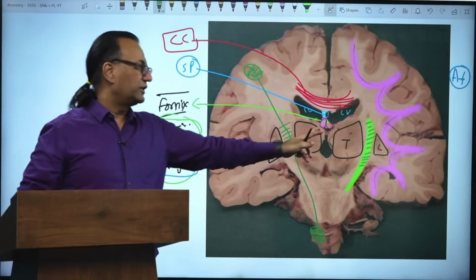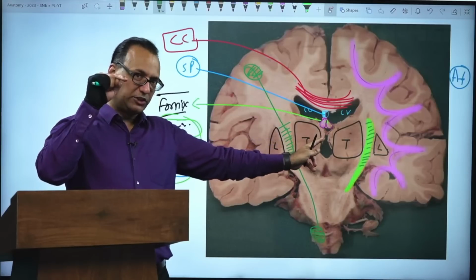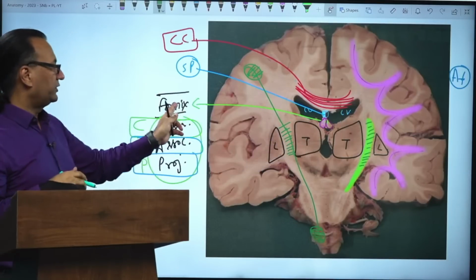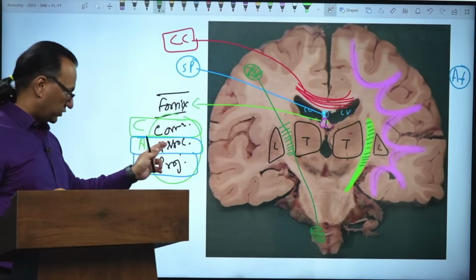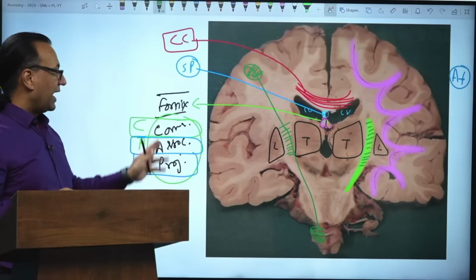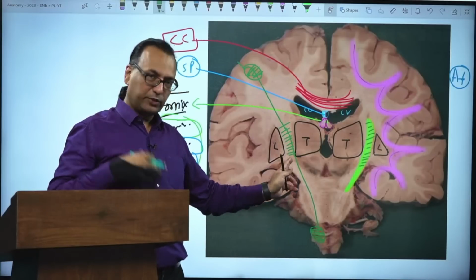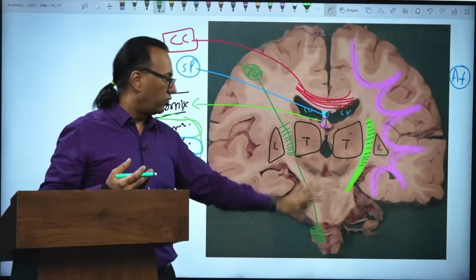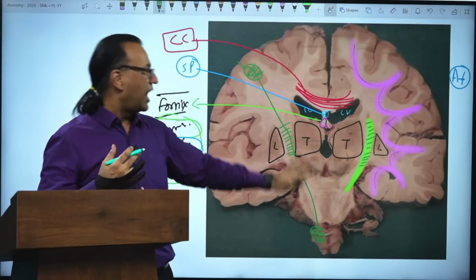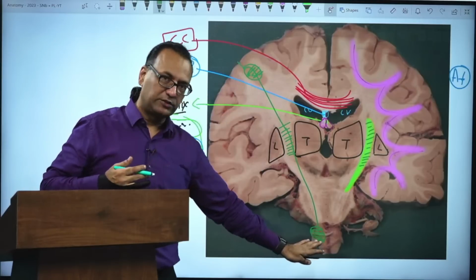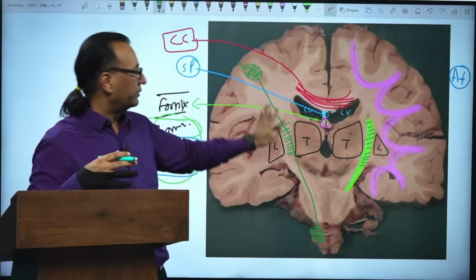So a question can come on the fornix: identify which kind of fibers. It is commissural, and it is also association and projection. And if you are talking about the internal capsule, then it is a projection fiber connecting upper brain centers with lower brain centers and lower with upper. It can be motor fibers or sensory fibers.